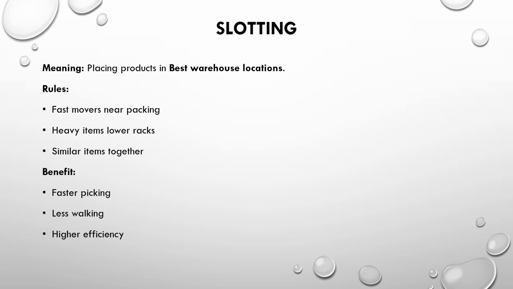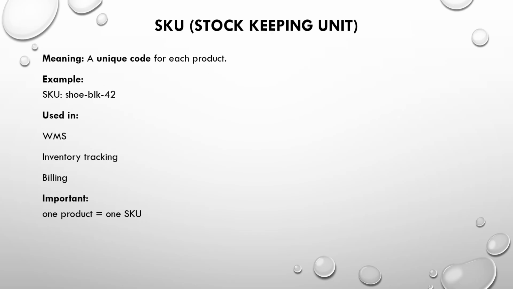Second rule, heavy items are stored on lower racks to ensure safety and easy handling. Third rule, similar items are kept together so pickers do not need to search in multiple locations. What are the benefits of slotting? Slotting helps in faster picking. It reduces walking distance for warehouse staff, and overall it improves warehouse efficiency and productivity. So proper slotting is very important to make warehouse operations smooth, fast and cost effective.